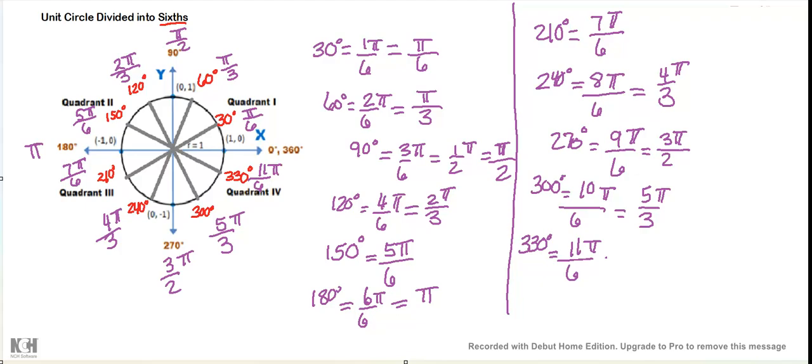And coming fully around to the end, which is 360 degrees. That gives us 12 pi over 6, which is 2 pi, like we said with the previous circle. Oh, did I write it? No. 2 pi.